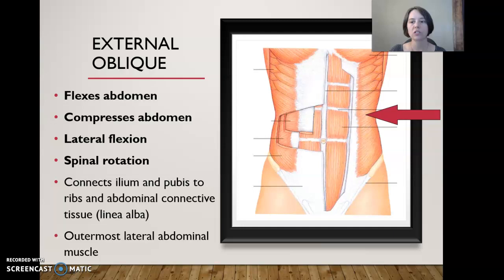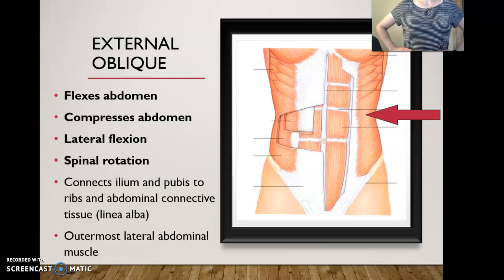So let's look at the words a little bit. External means it's on the outside, obviously. Oblique means the fibers are running at an angle. And that is going to flex your abdomen. So put your hands on your sides and bend forward, and you can feel that you are using your external obliques. It's also going to be compressing your abdomen. So hands on your sides, and then try and bring your belly button to your spine. And you'll see that you use those.